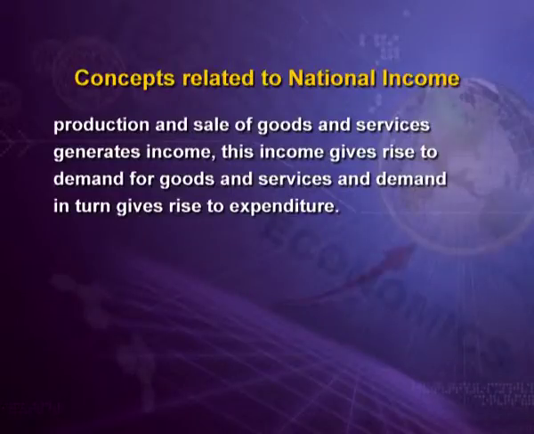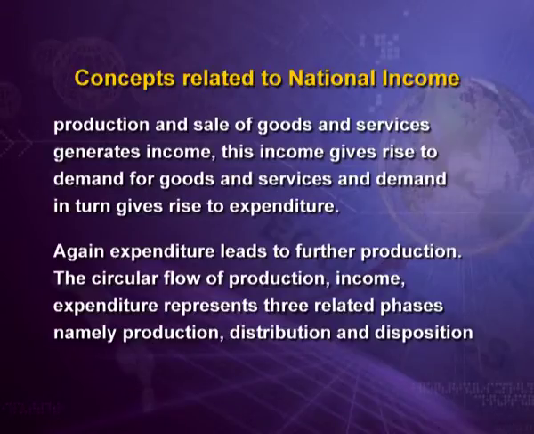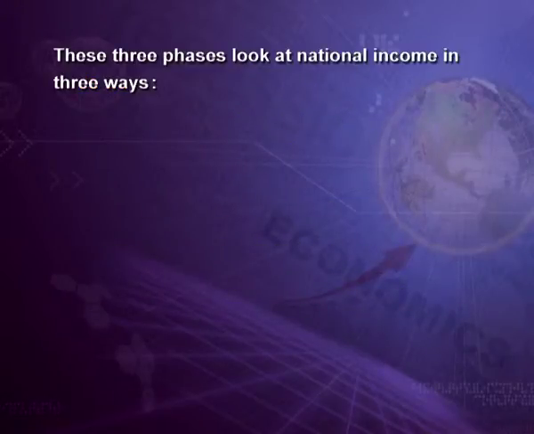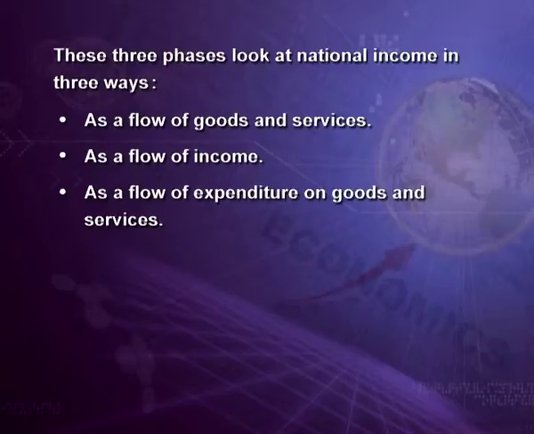As we discussed earlier, production and sale of goods and services generates income. This income gives rise to demand for goods and services, and demand in turn gives rise to expenditure. Again, expenditure leads to further production. The circular flow of production, income, expenditure represents three related phases, namely production, distribution and disposition. These three phases look at national income in three ways: as a flow of goods and services, as a flow of income, and as a flow of expenditure on goods and services.